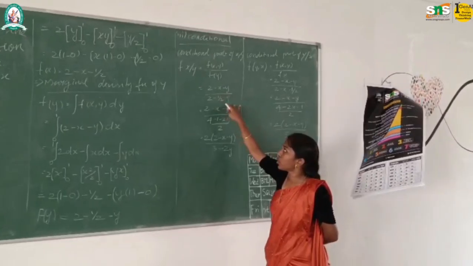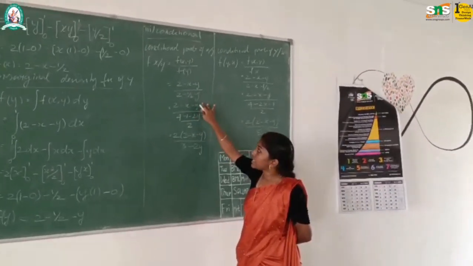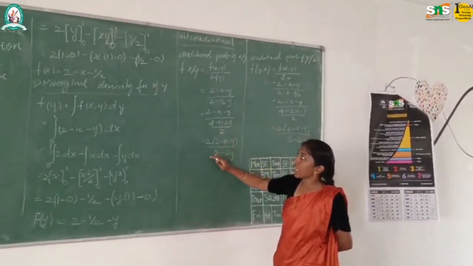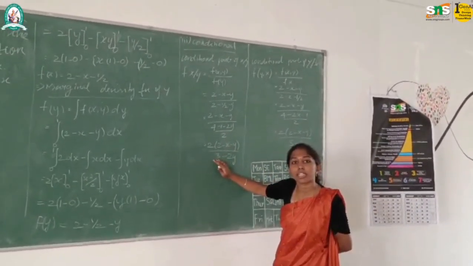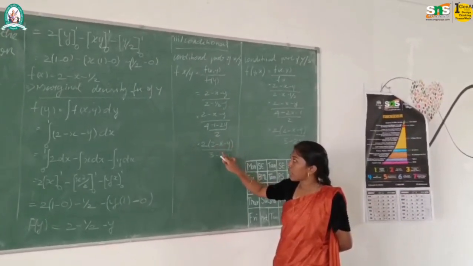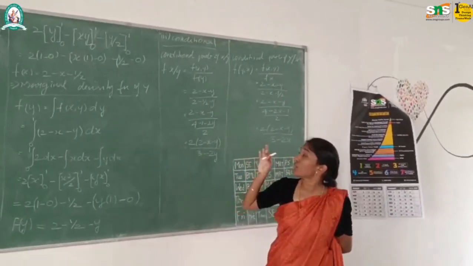First I am simplifying the denominator. While simplifying, I am going to take the LCM for this. While taking LCM, I get an answer as 4 minus 1 minus 2y. Again we are going to simplify, and I get the conditional probability density function of x as 2 into 2 minus x minus y divided by 3 minus 2y. So this is the conditional probability density function of x given y.